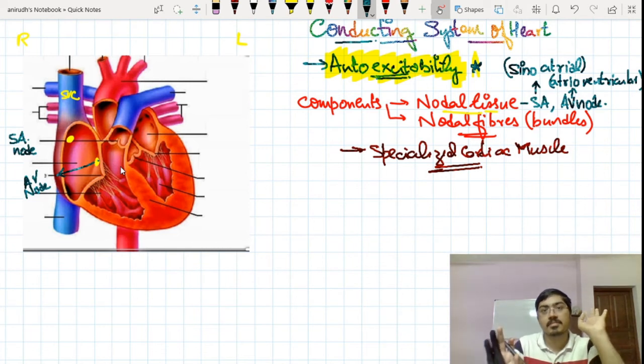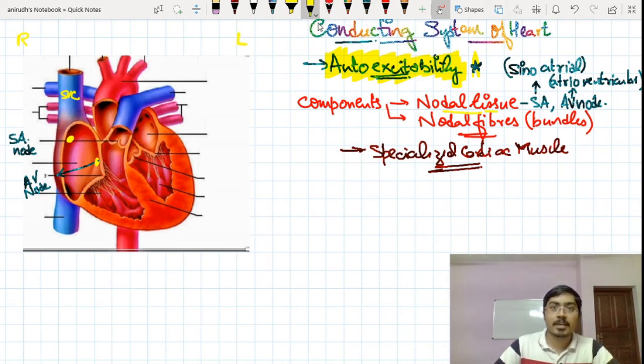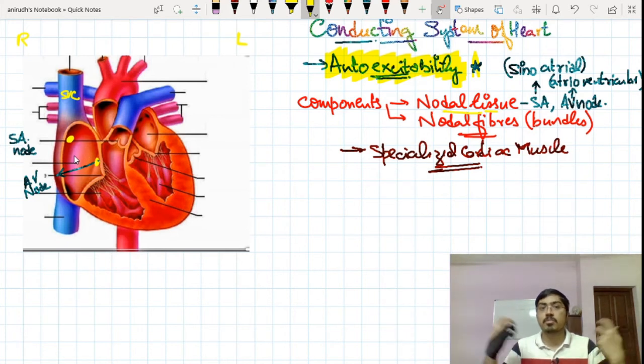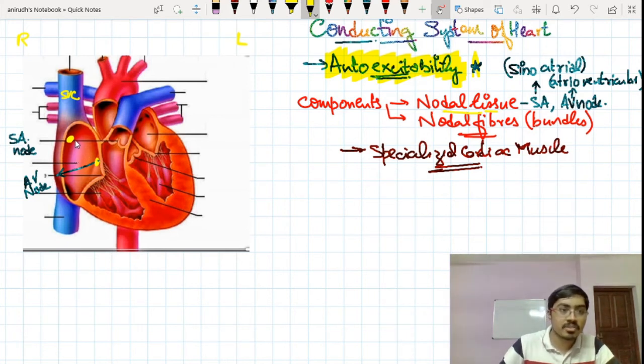That's all. Now whatever is connecting them and spreading the impulses across the other things, these are called nodal fibers. These are certain channels. You can consider them as wires which will take the impulses and spread them throughout the heart. So this is what is going to produce the impulse. It has to be spread across the heart for it to function, and that is the function of nodal fibers. Let us understand the nodal fibers.